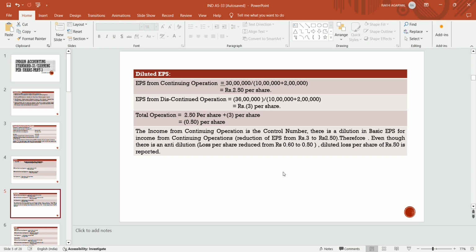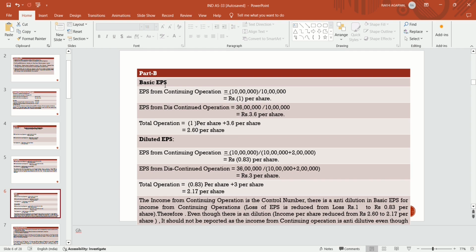We have to look from the perspective of the controlling operation in order to report the diluted EPS. So in that case we have to look into the control number. From continuing operation, the reduction in EPS is from rupees 3 per share to 2.50. So it gets diluted, and in that case it should be reported. So in order to report, we have to look into the controlling number, that is income from continuing operation. If it gives the dilution, then we have to report.